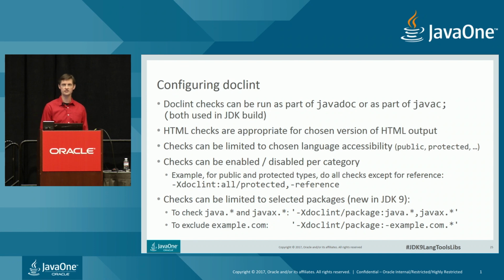People might have seen the Doclet checks in JDK 8. These are checks you can run from Javadoc or from Javac to validate the Javadoc comments. We added some more configuration options to Doclet, in particular to select which packages you want the checks to apply to. So in the JDK build, for instance, we primarily check the Java and JavaX packages because we want the documentation we publish to be free of these sorts of problems.